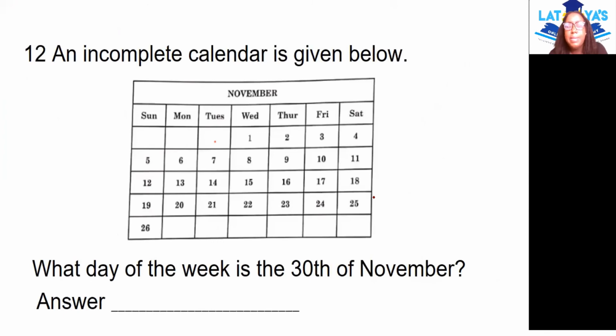Question 12, an incomplete calendar is given below. You can see the month is November, it stopped at 26, okay. What day of the week is the 30th of November? Now we need to complete this calendar until we get to the 30th. So this is the 27th, 28th, 29th, 30th. So what day of the week is the 30th of November? The day of the week would be Thursday. So Thursday is your answer.